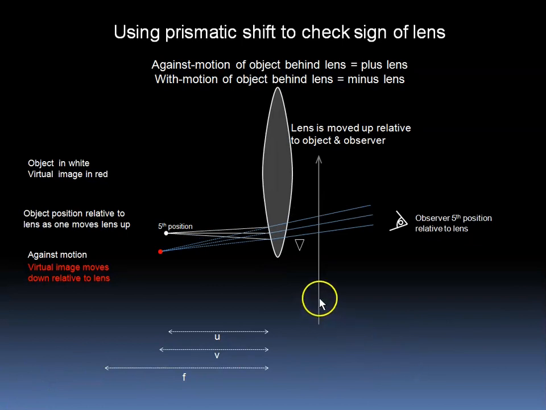In this case, upward movement of the lens resulted in downward movement of the virtual image. This is against motion of the object behind the lens, which indicates it is a converging lens or a plus lens. If we see with motion of the object behind the lens, so that the virtual image moves in the same direction as we move the lens, that would indicate a minus lens.